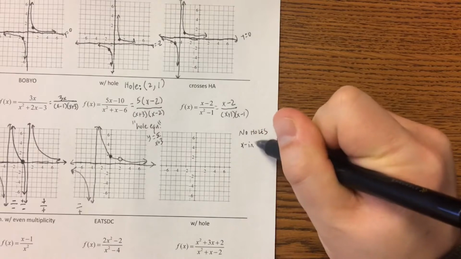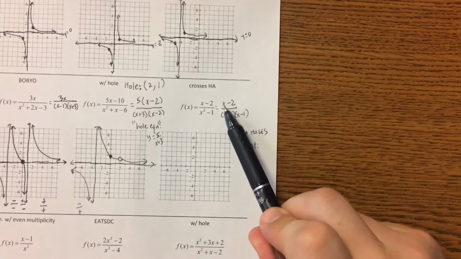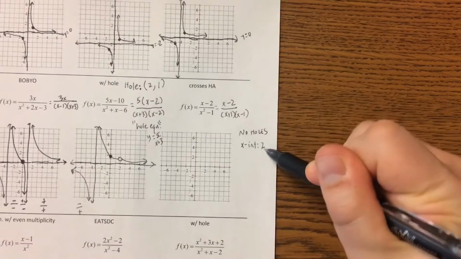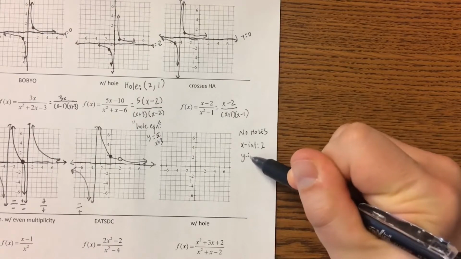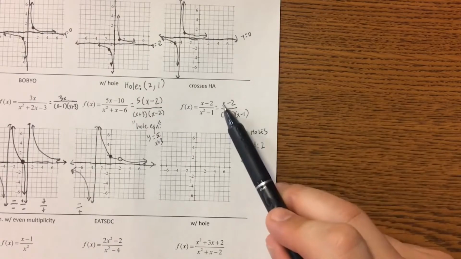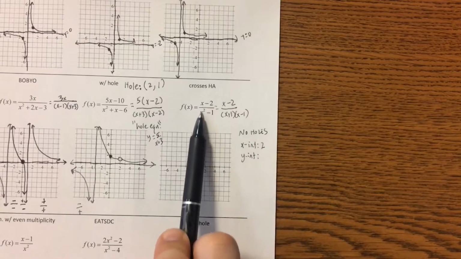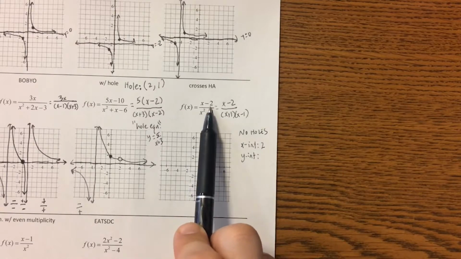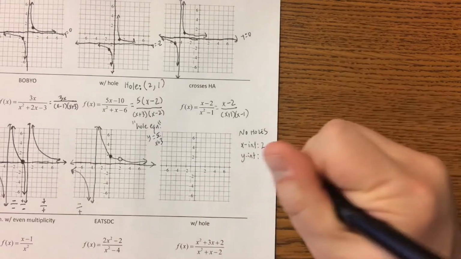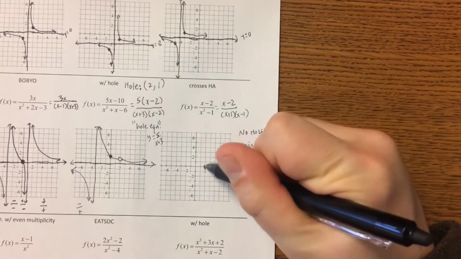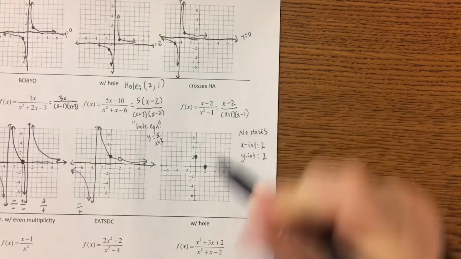We've got an x-intercept at 2. And we've got a y-intercept at, if I plug in 0 here, here, and here, or it might be easier to do it on this original function. Right, 0 minus 2 over 0 minus 1 is just going to be at 2. It's got an x-intercept here, a y-intercept here.